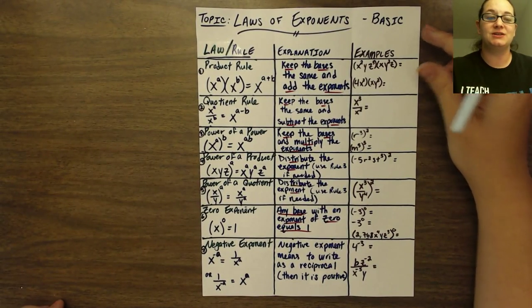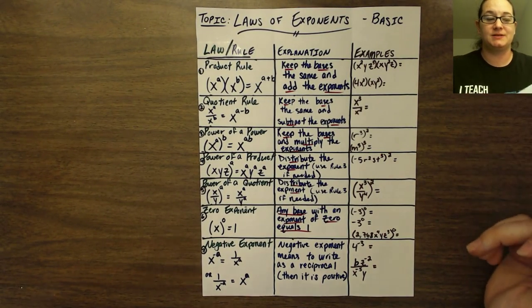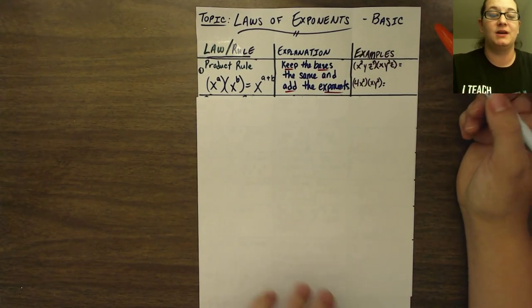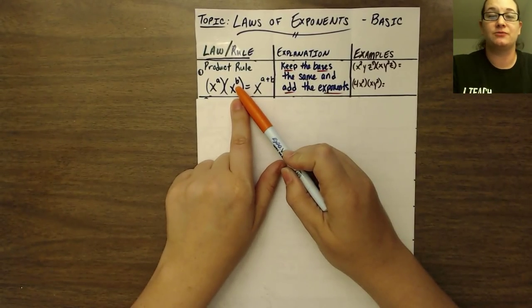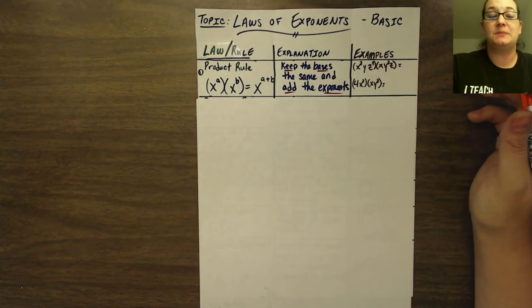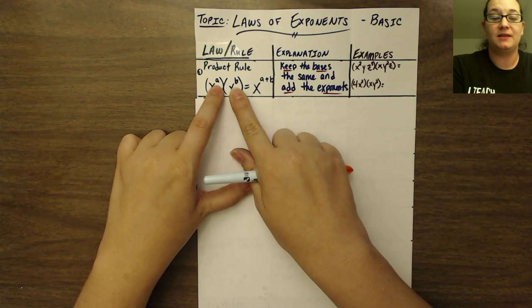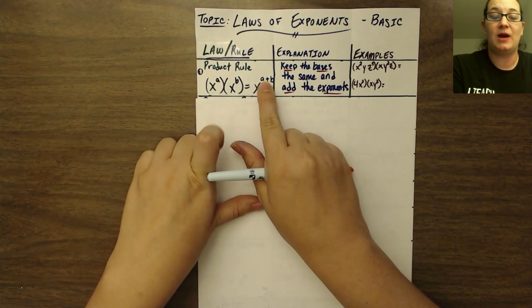So today I want to talk to you about laws of exponents. If I start going through them one by one, the first one I want to talk about is the product rule. It's pretty basic. You have the same base, and they have exponents. You add the exponents.